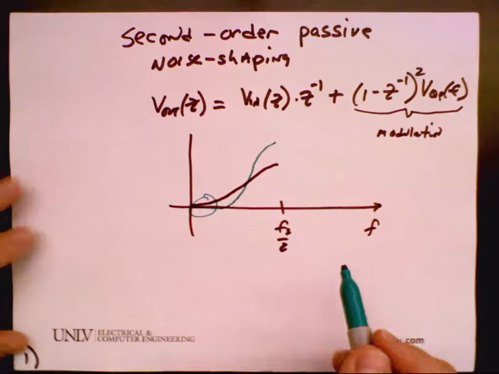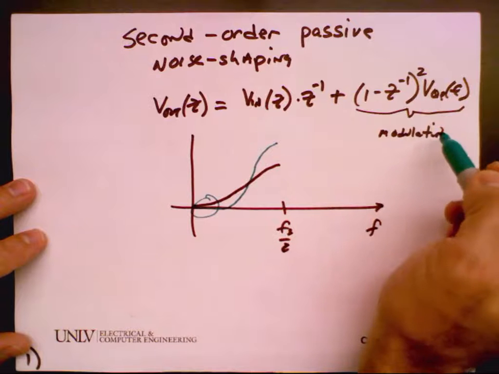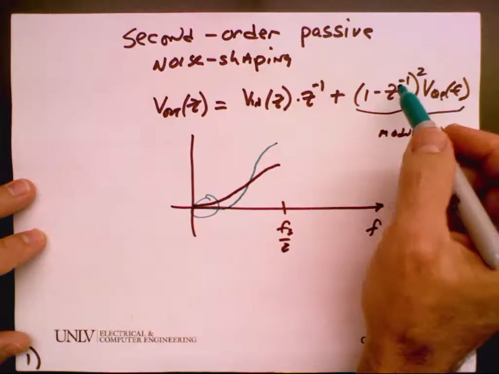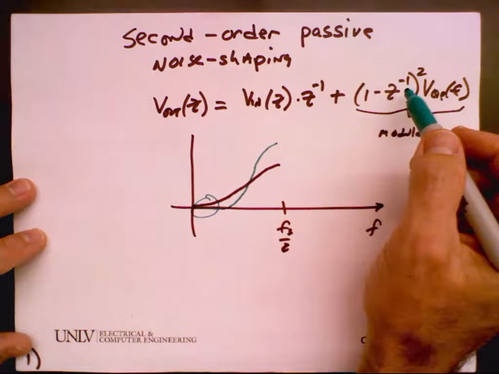But if somebody asks what's second order noise shaping, it simply means the modulation noise is the quantization noise with a second order differentiation. Okay, easy.